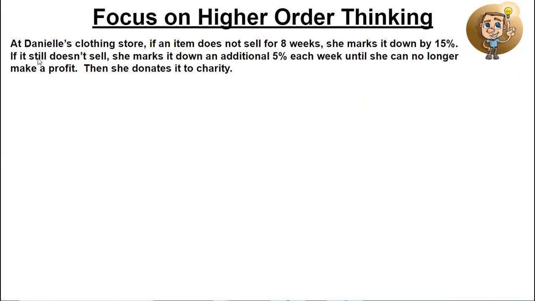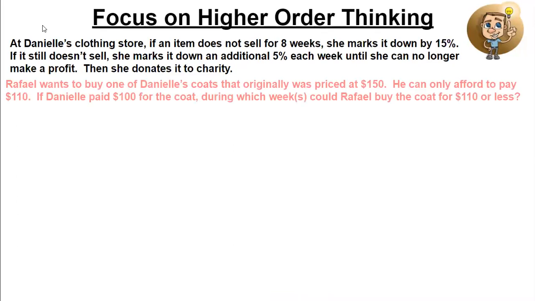Okay, if the clothing still doesn't sell, Danielle is going to mark it down an additional 5% each week until she can no longer make a profit. Then she donates it to charity. So I made a nice little chart for us here in just a minute. Raphael wants to buy one of Danielle's coats that originally was priced at $150. However, Raphael can only afford to pay $110.